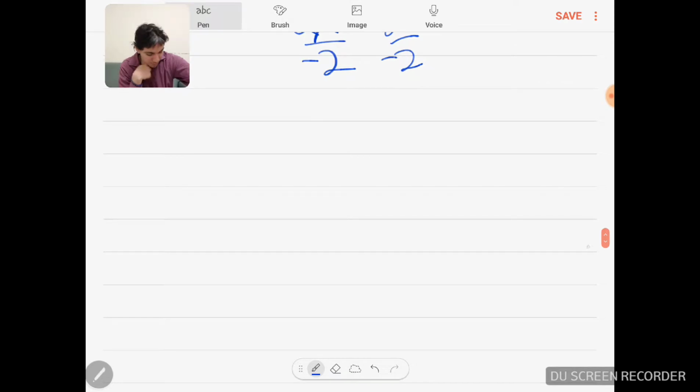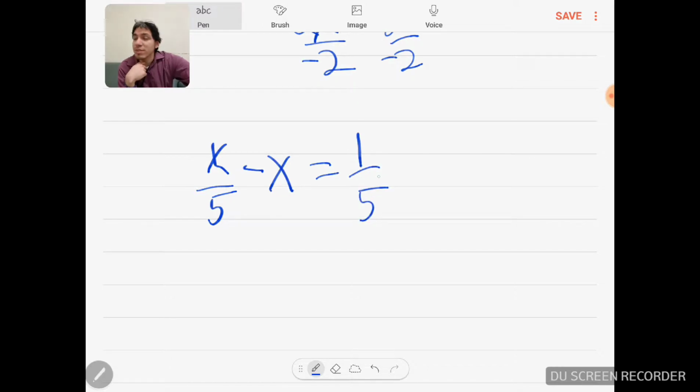Let's try another one. Let's try x over 5 subtract x equals 1 over 5. So what's the LCD here? And remember, you have to find the LCD of every single item. So let's put a 1 under here. So therefore, what's the LCD of 5 and 1? 5.